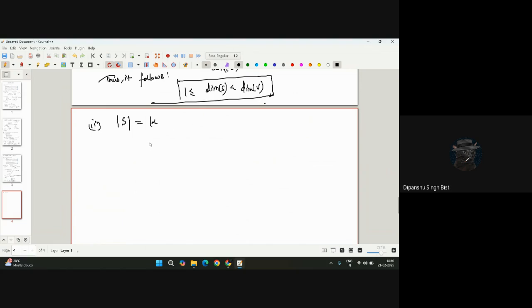Then it says the span of S. If I talk about the span of S, it means the space spanned by all the possible linear combinations of the vectors of S. So it says the span of S can have dimension less than or equal to k. So is it correct or not?